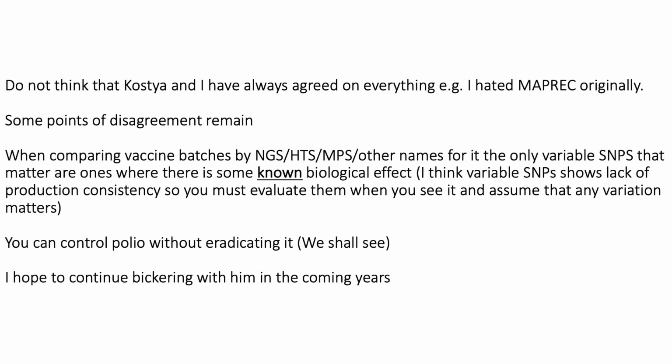When comparing vaccine batches by NGS, HTS, MPS, other names, whatever you call it, there does seem to be a consensus in the field that you really only need to worry about SNPs which have a recognized biological effect. And I don't think I agree with that. I think if you've got a SNP that varies, then that shows lack of consistency of production, and you need to be sorting yourself out on that. So any variation matters because it's a variation in your production process.